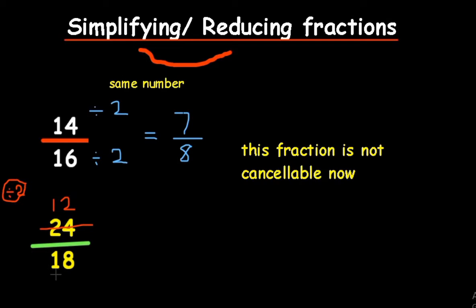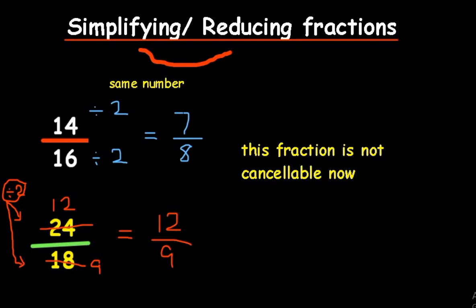Alright, let's take 2. 2 ones are 2 and 2 2s are 4. So the numerator and denominator will be reduced by the same number. 2 9s are 18. So I am left with 12/9 as a fraction.